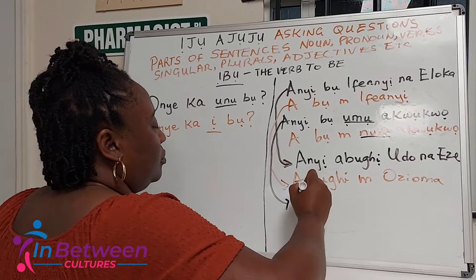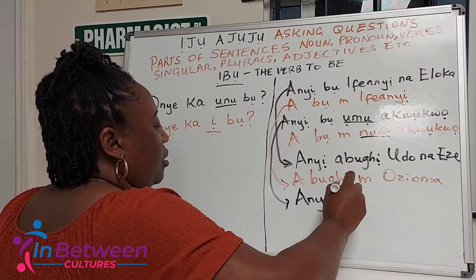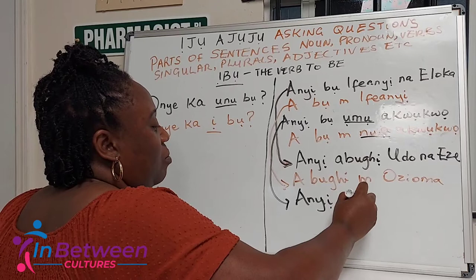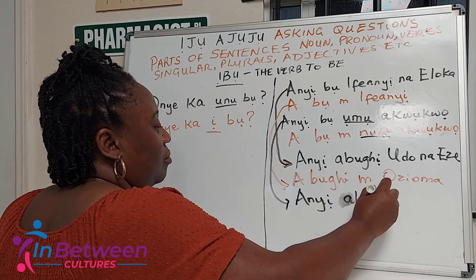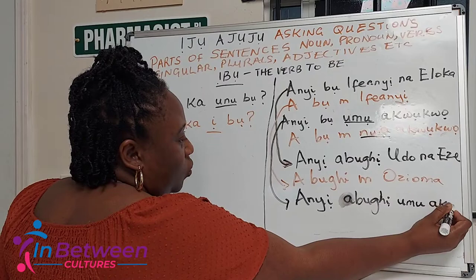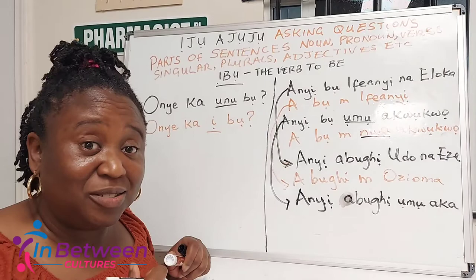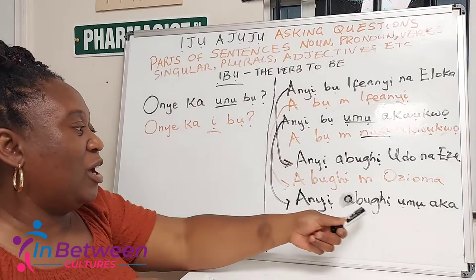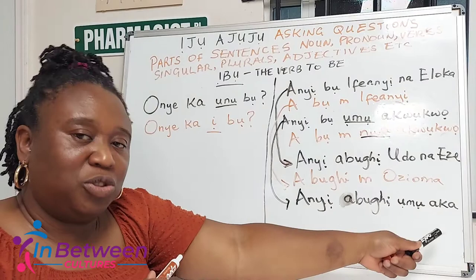Now I'm gonna negate this one first. Anyị abụghị ụmụaka. We are not children. You know, you can actually be a student and not be a child. A lot of you here may be adults, so you can indicate that you are not little kids. We are not little children. That's what this sentence is saying.